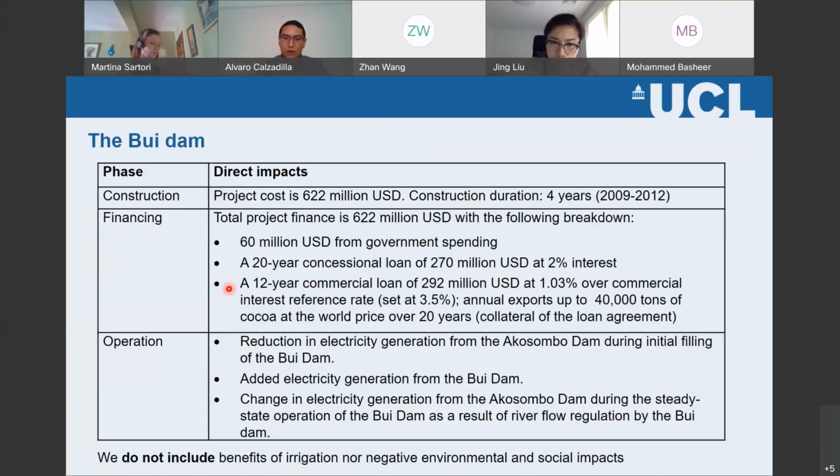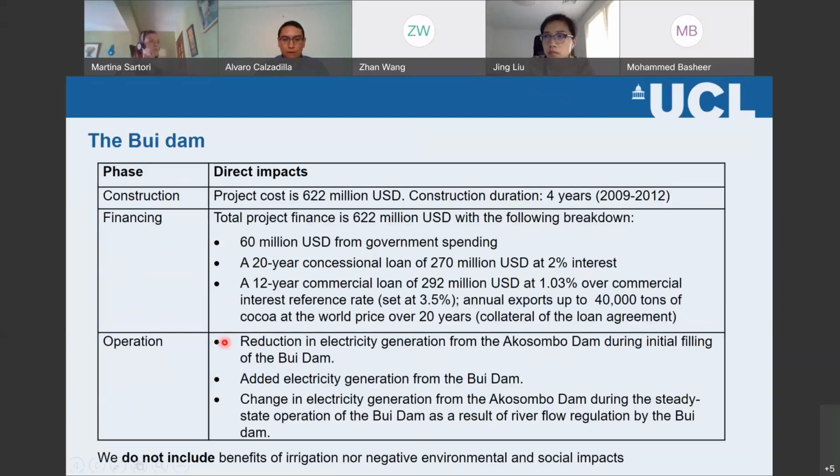set at 3.5%. And the interesting part of this loan, which has been with the Chinese government, is there is a collateral to the loan agreement. Basically, the Ghanaian government agrees to export up to 40,000 tons of cocoa at the world prices over 20 years. And we will see that this specific condition is the one which generates more impact in the Ghanaian economy.